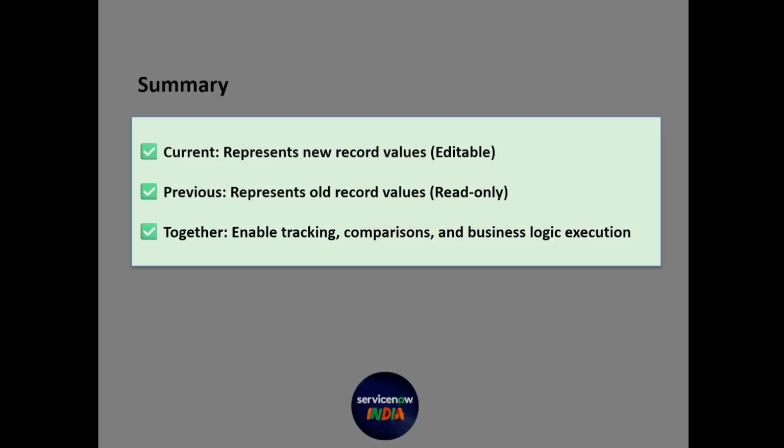To summarize, current represents the new record values, which can be edited, and previous represents the old record values, which we can't edit; it is read only. By using these current and previous objects together, we can enable tracking, comparisons and business logic execution. Let's move on to the PDI and I'll show you how this is executed with a simple example.